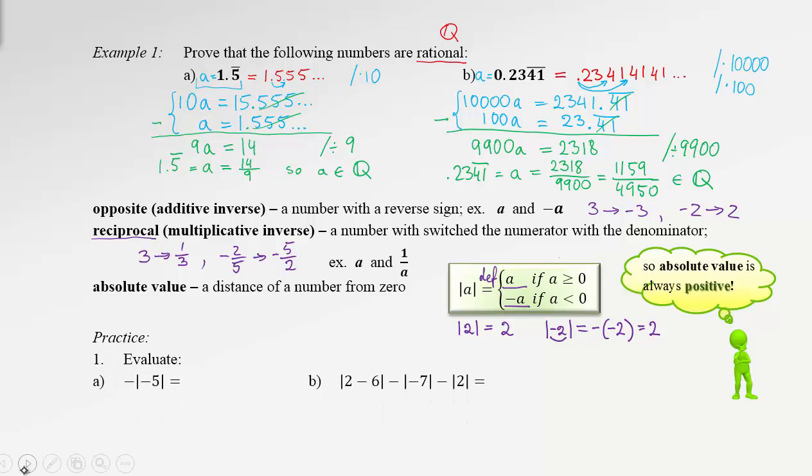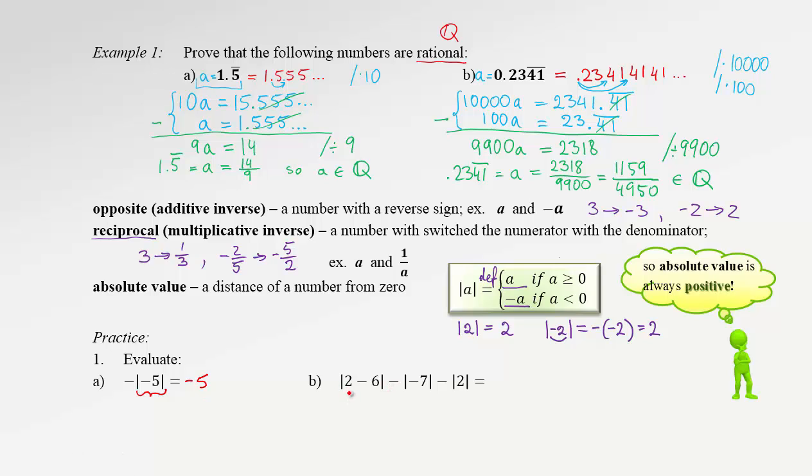Okay, let's practice a bit. We need to evaluate this expression. According to order of operations, we're supposed to evaluate absolute value first. So let's copy the first minus, and then instead of absolute value of negative 5, we have 5. Therefore, the overall answer is negative 5.